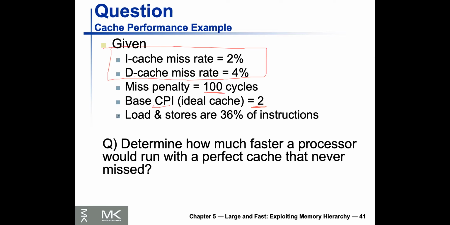And we know that 36% of our overall instructions are loads and stores, those that will use this to miss. Now the question is to determine how much faster a processor would run with a perfect cache that never missed.